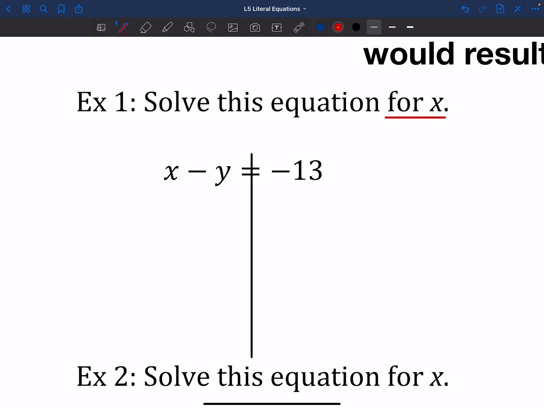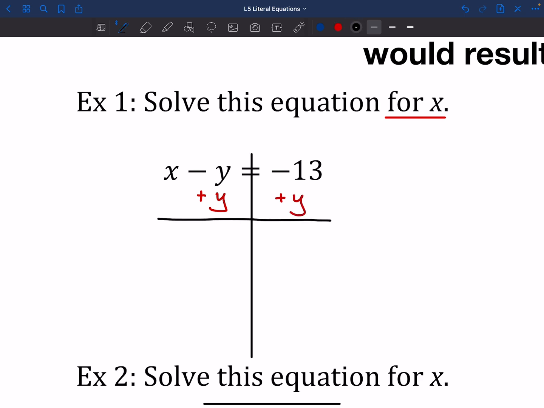So don't get freaked out because it's a y. All we need to do is treat it as if it was a number, right? If this was x minus 7, we would say, oh yeah, plus 7 and move it over. We're going to do the same thing. We're just going to say add y to both sides, and that's going to get rid of it. Now, when we add it to the other side with the 13, I'm just going to say plus y.